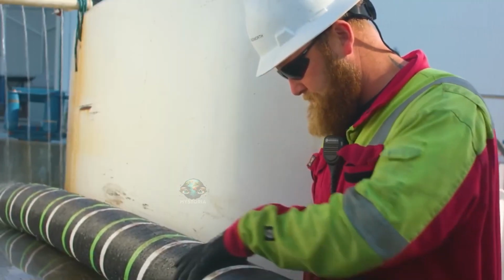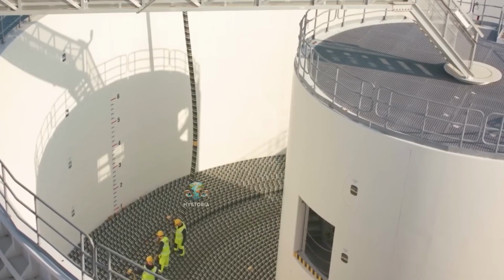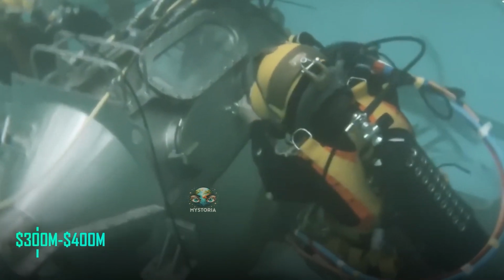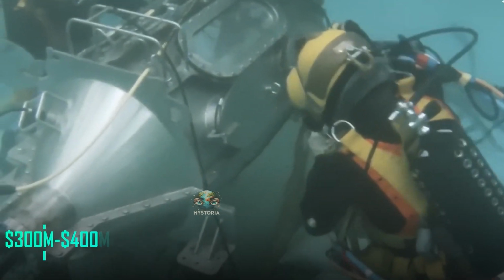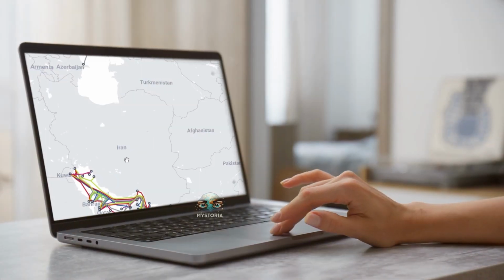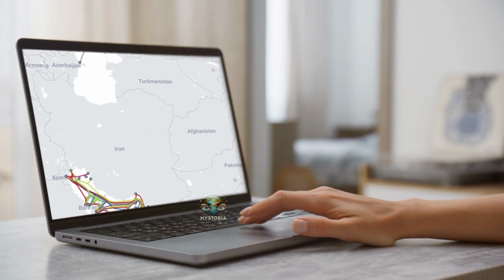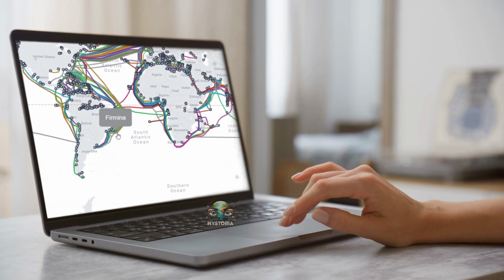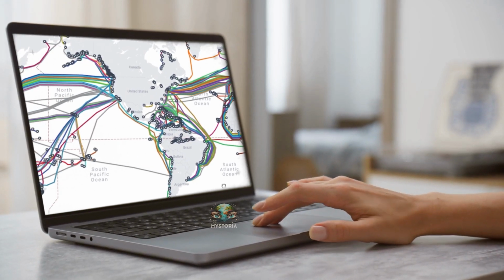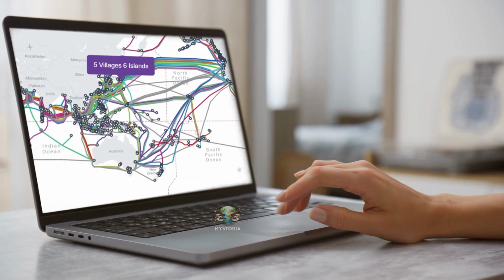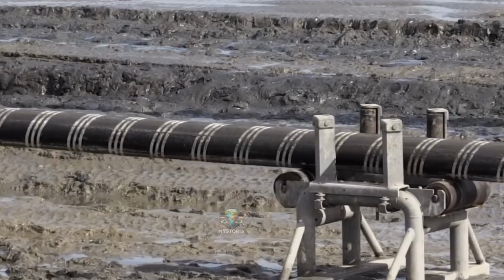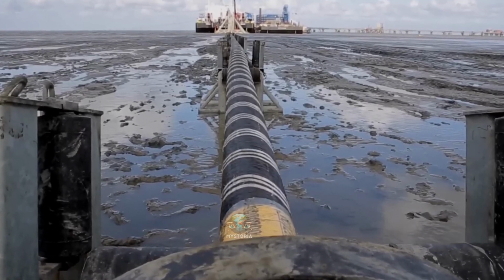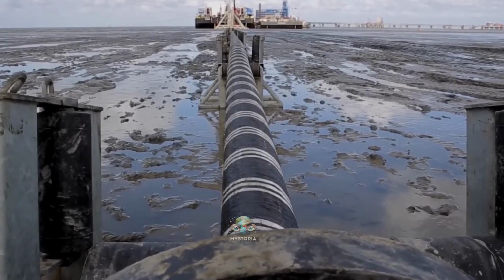You should know that the cost of constructing these cables is very high. Typically, a budget of about $300 to $400 million is required for each underwater cable. Let's go to the underwater cable map website that you are seeing on the screen. Currently, there are 493 active or under construction underwater internet cables around the world. The size of these cables varies from relatively small 300-kilometer cables to gigantic 6,600-kilometer cables.